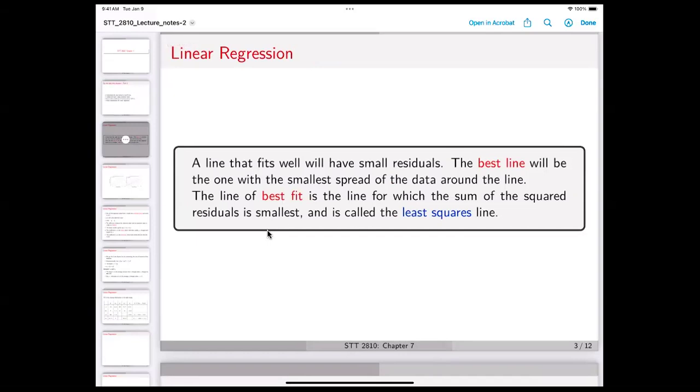So a good line is a line that fits the data well and has small residuals. I'll be explaining what residuals are when we get to the graph. The line of best fit is the line for which the sum of squared residuals is the smallest. And this idea is what we call the least squares line.